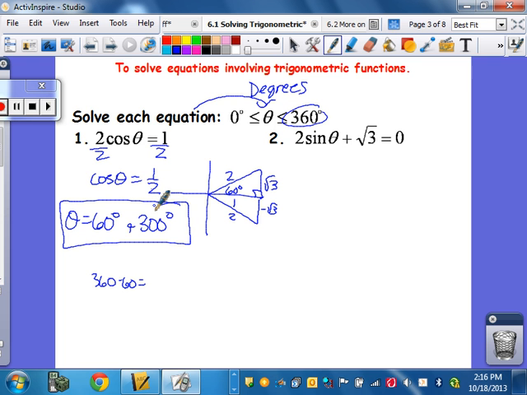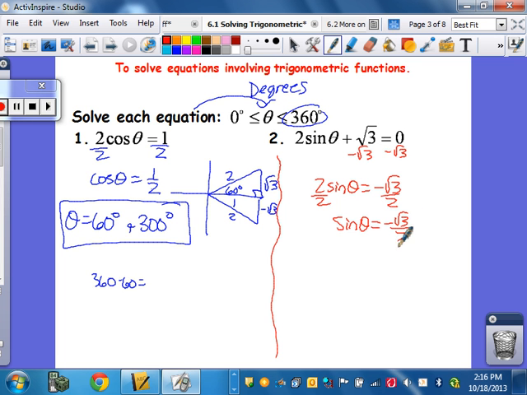Notice you're always getting 2 answers. Okay? I'm going to draw myself a line down the middle and do number 2. Subtract square root of 3. So I get 2 sine theta equals -√3. Divide by 2. Sine theta equals -√3 over 2.